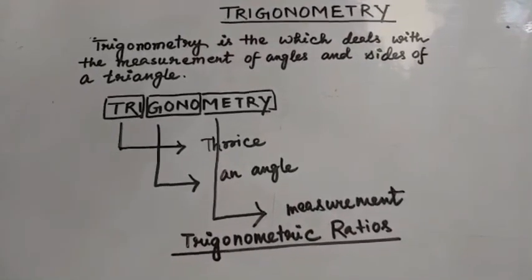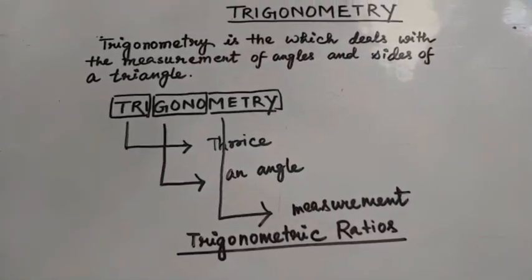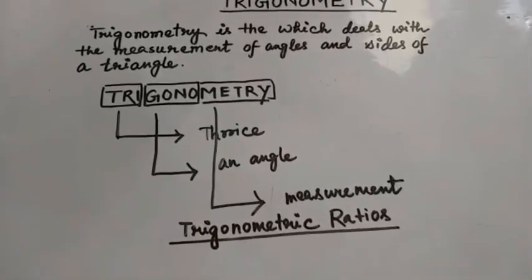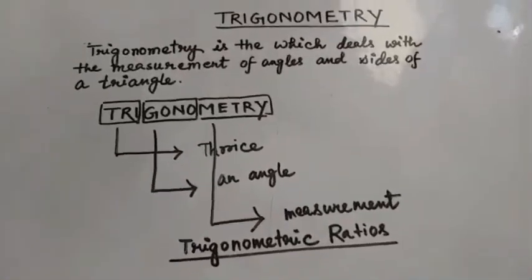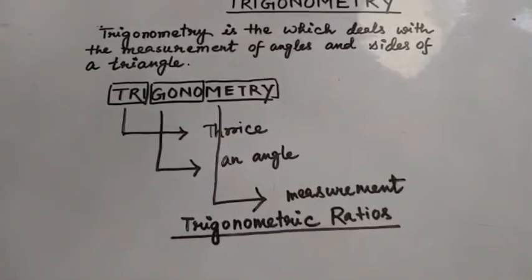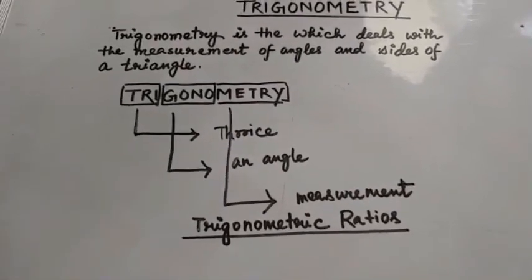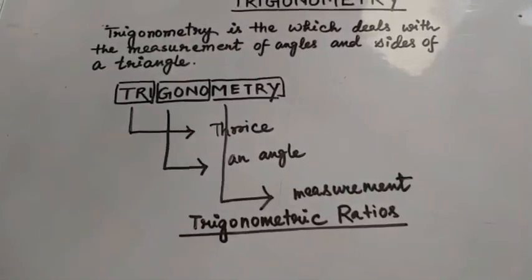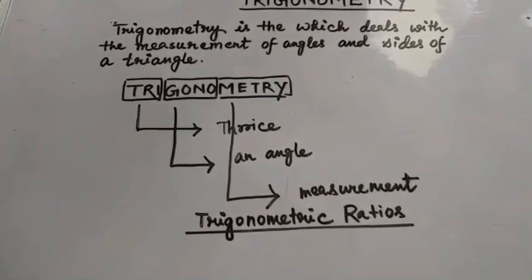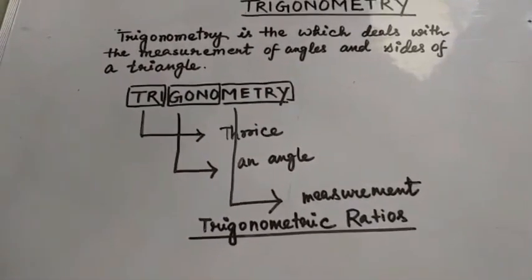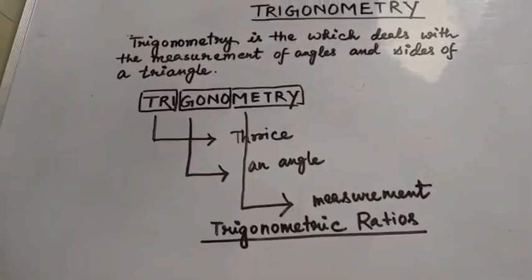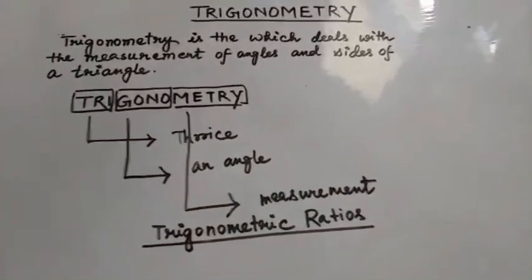Now in trigonometry, the first part is trigonometric ratios. So let's discuss this chapter, trigonometric ratios. In the English language, we have the English alphabets, right? Like that, in trigonometry, we have 6 trigonometric ratios. Those are the basic things in trigonometric ratios.